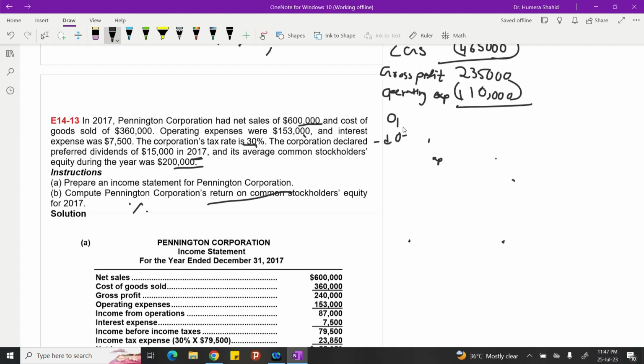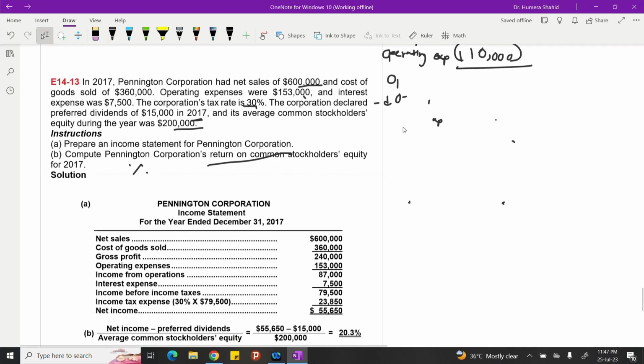So let's calculate the income statement. Firstly, we are putting the net sales. They are given. Deduct the cost of goods sold and get your first level of profit, that is 240,000. Then you deduct operating expenses out of it, that is 87,000. Then you deduct interest expense because that's also there. So you get income before income tax. Income tax is 30%, so that is 23,850. Finally, you get your net income.